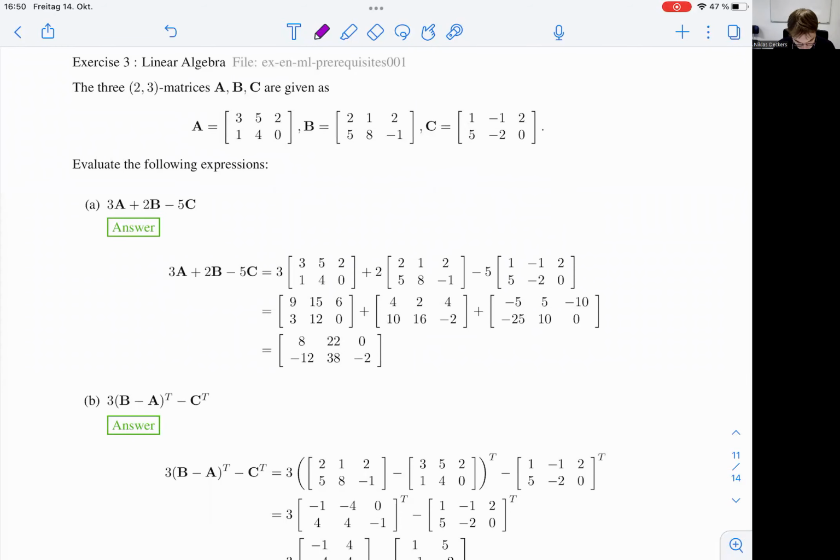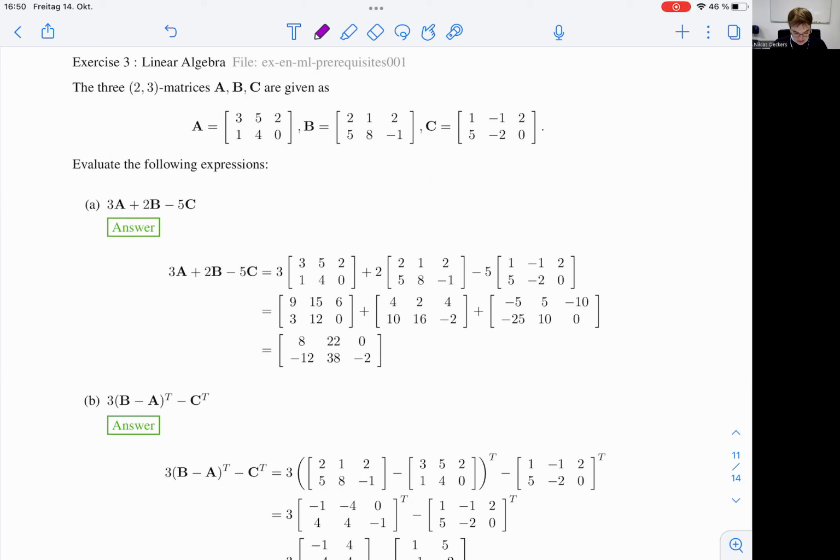The idea of this task was to give you a quick recap about linear algebra, basics, fundamentals, and matrix computations. And especially, I want to emphasize the difference between element-wise multiplication and matrix multiplication, dot product, matrix product.